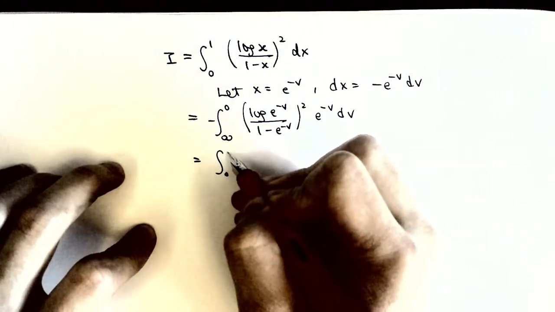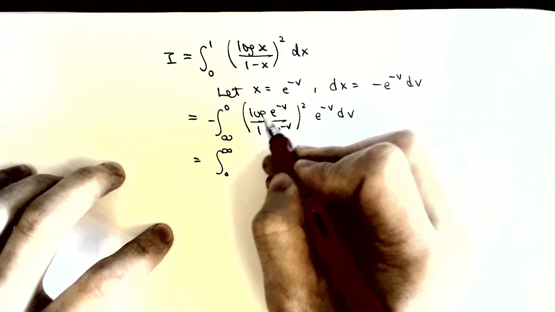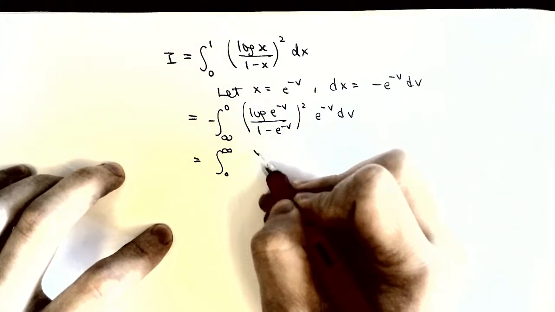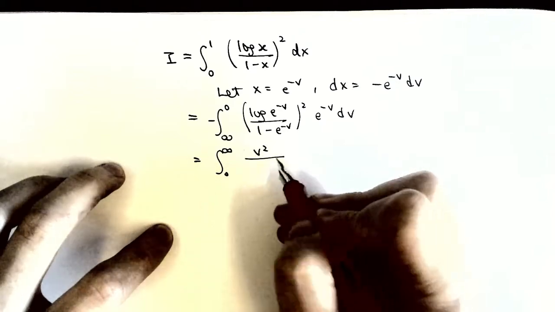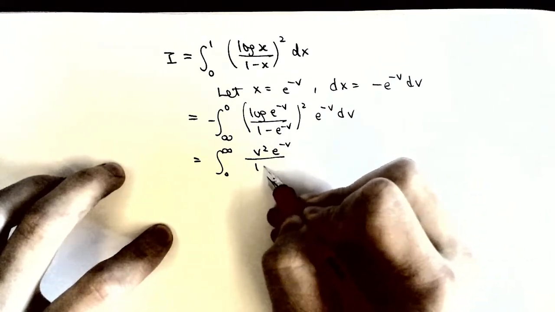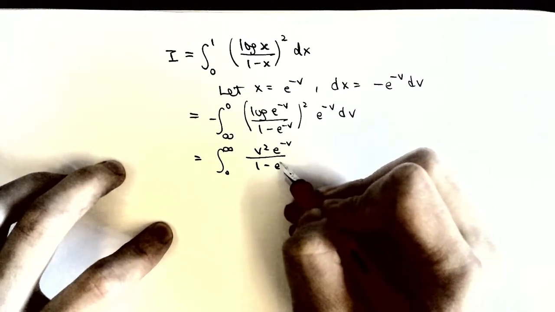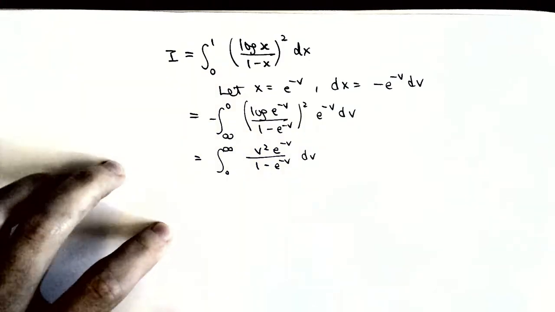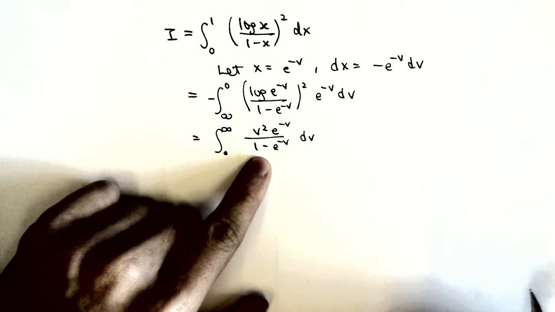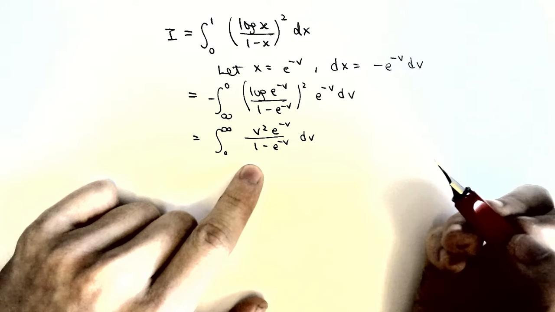Okay, we have a cleanup here, from 0 to infinity, and then log can be cancelled by the e. So what we have is the minus v, and after the square we only have v squared, and then we have here e to the minus v over 1 minus e to the power of minus v, all squared, dv. Now we want to change this part into an infinite series.